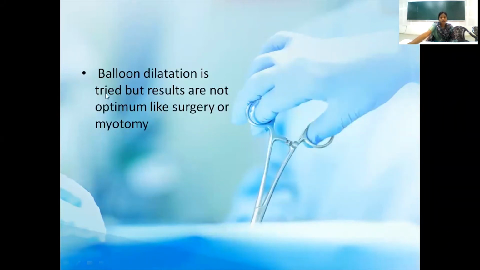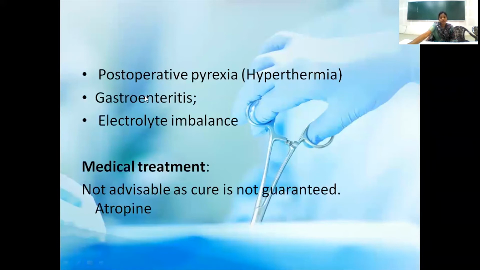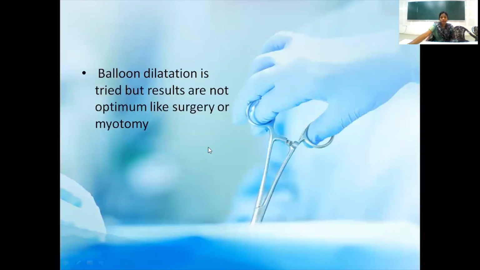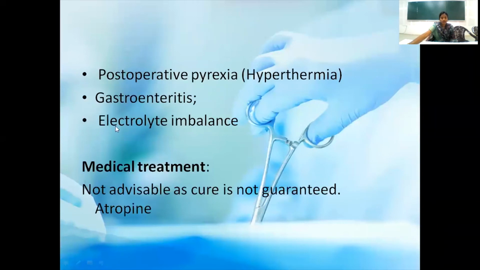Balloon dilatation is also tried, but the results are not optimum like surgery or myotomy. So the ideal procedure for congenital pyloric stenosis is Ramstedt's pyloromyotomy. The postoperative complications are postoperative pyrexia, that is an increase in temperature, gastroenteritis, and electrolyte imbalance. Medical treatment is not advisable because the cure is not guaranteed. Medically you can use atropine, but these are not advisable. This is in case of neonates, newborns, with congenital pyloric stenosis.